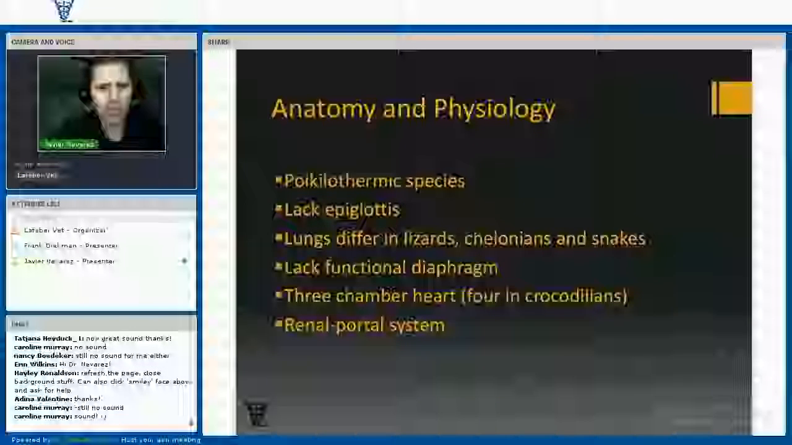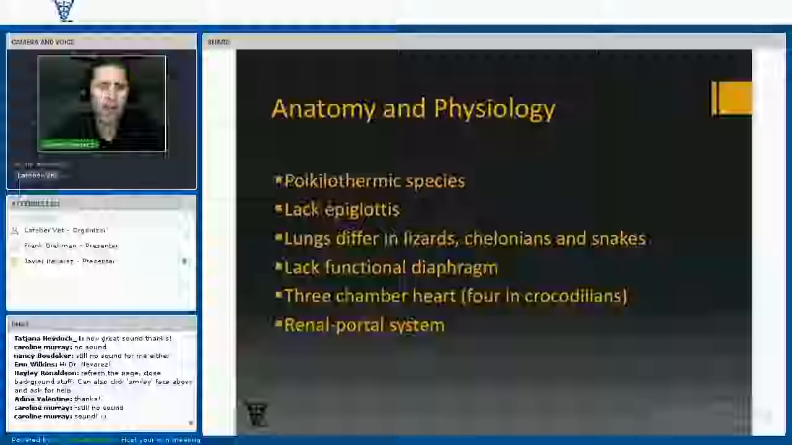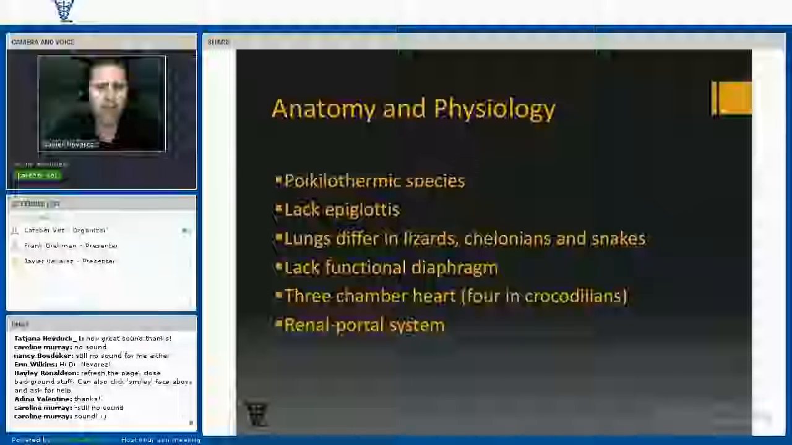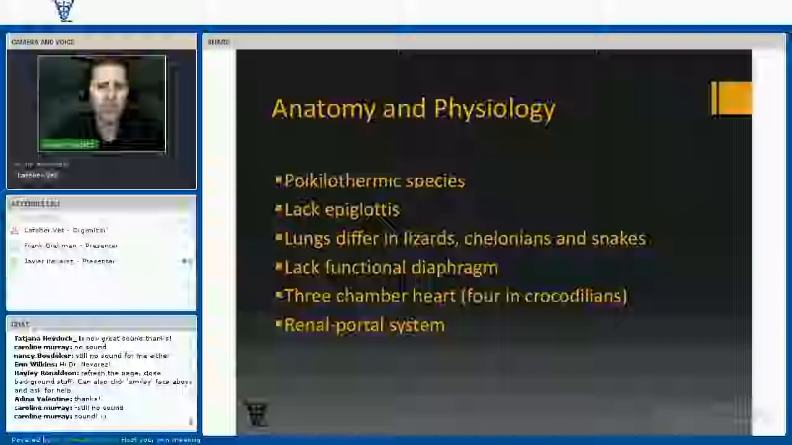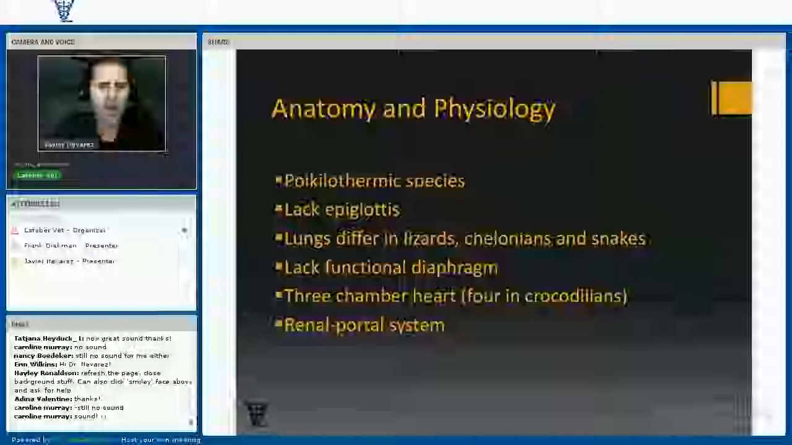And then lastly, the renal portal system. This is something that people argue back and forth quite a bit. What I will tell you is, if you can give it in the front limbs or the front part of the body, give it there. But if it's not possible, just give it in the back end. There are certainly a lot of species differences when it comes to this.